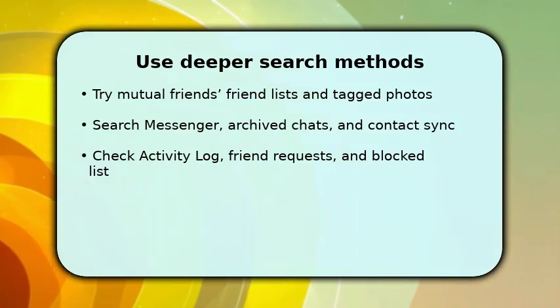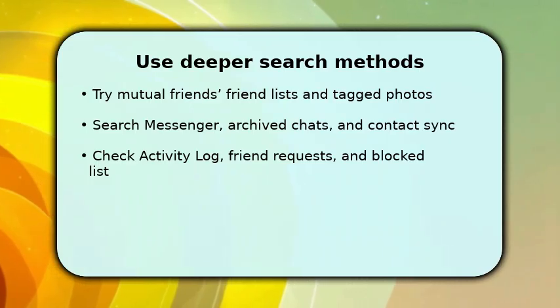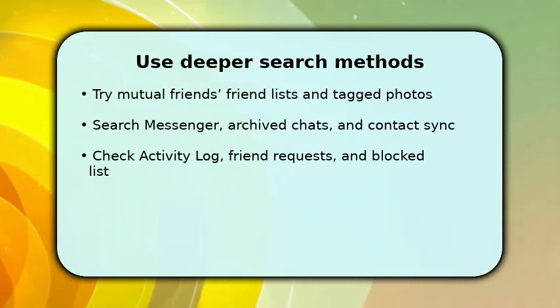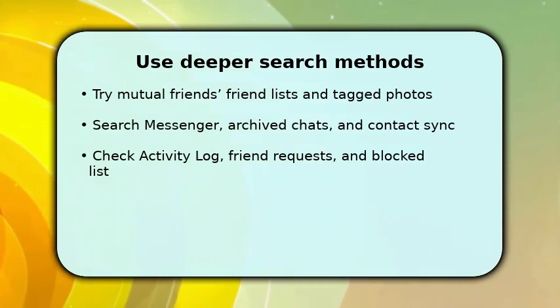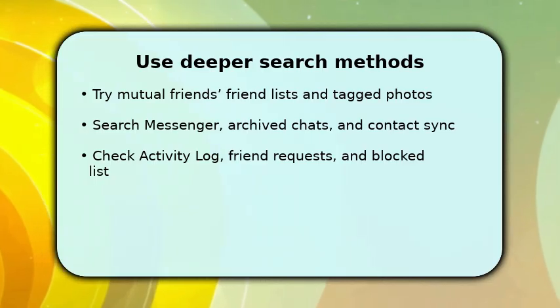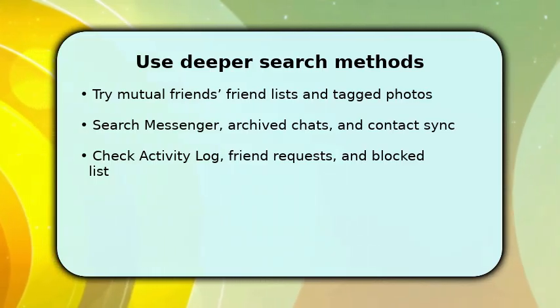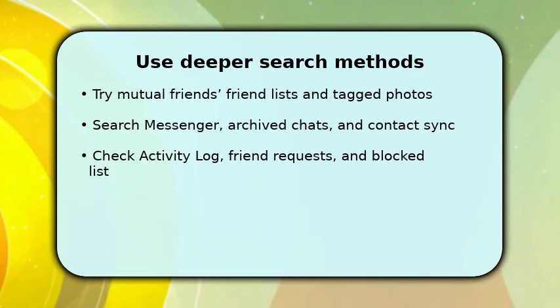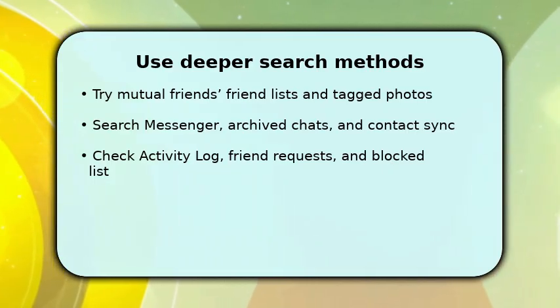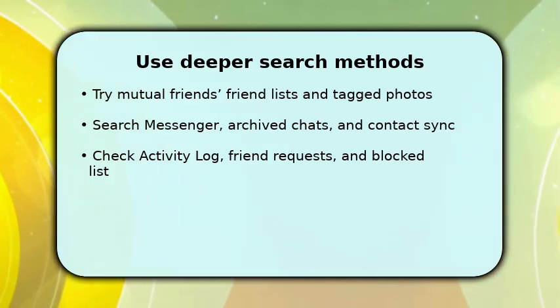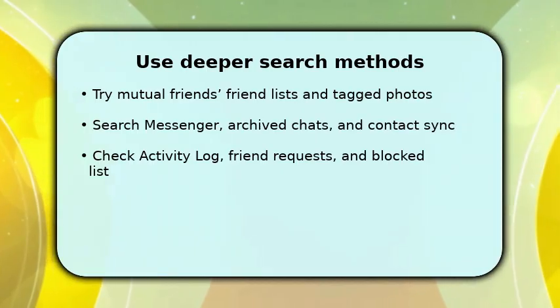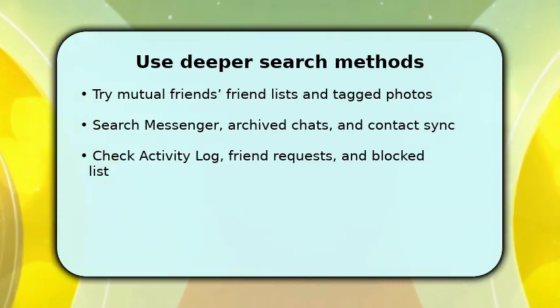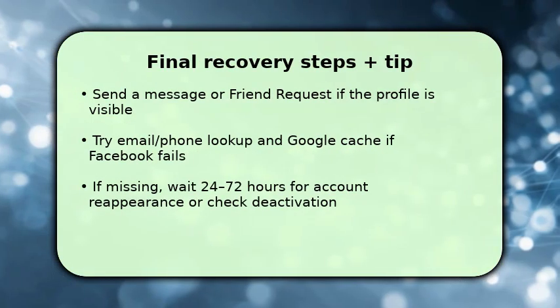Then open Messenger and scroll conversations or archived threads. Messages persist even if friendship ended. Make sure Contact Sync is enabled on mobile to surface phone-matched profiles. Also review your activity log and friend requests tab for past interactions, and glance at your blocked list in case you accidentally restricted them.